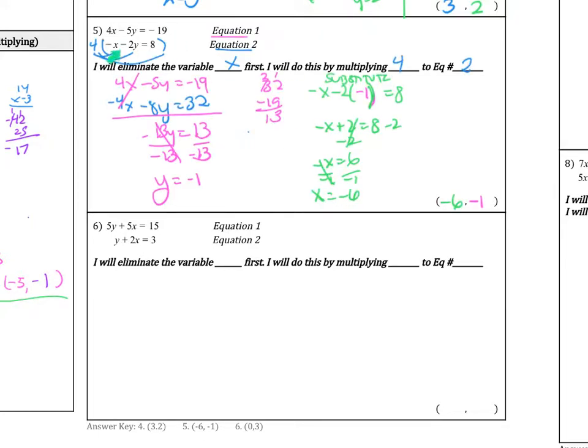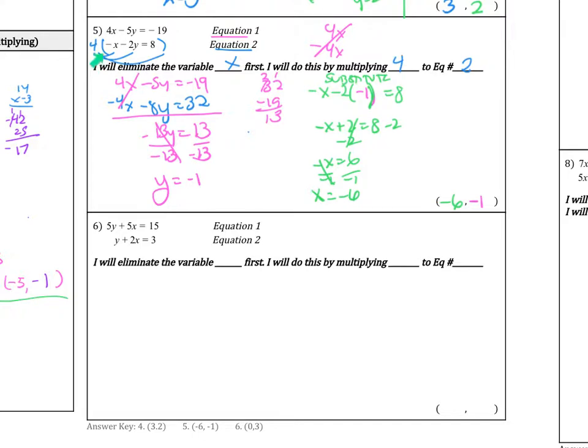So in this example, you see 4x minus 5y equals negative 19, and negative x minus 2y equals 8. So I have 5 and 2, and 4 and 1. So the x's are actually the nice ones to eliminate here. We have a 4x, and this is a negative x. So what we want is this needs to be a negative 4x. Because remember, 4x minus 4x is going to eliminate and make that 0. So that's what we tried to do to equation 2.